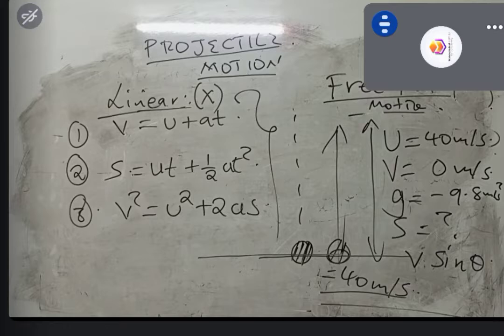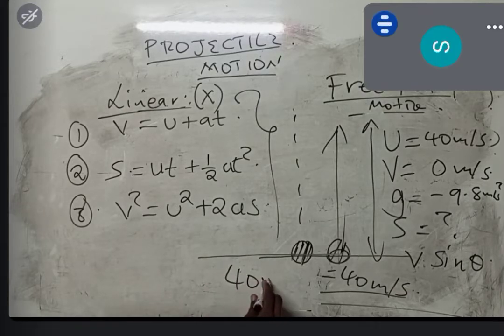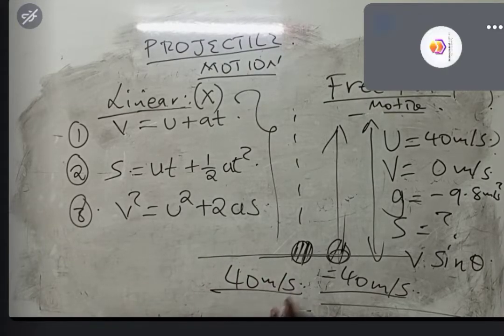The answer will be the same, right? To move 40 meters per second. Don't even think of a formula. Don't think of a formula. Because the first one will require you to use time.